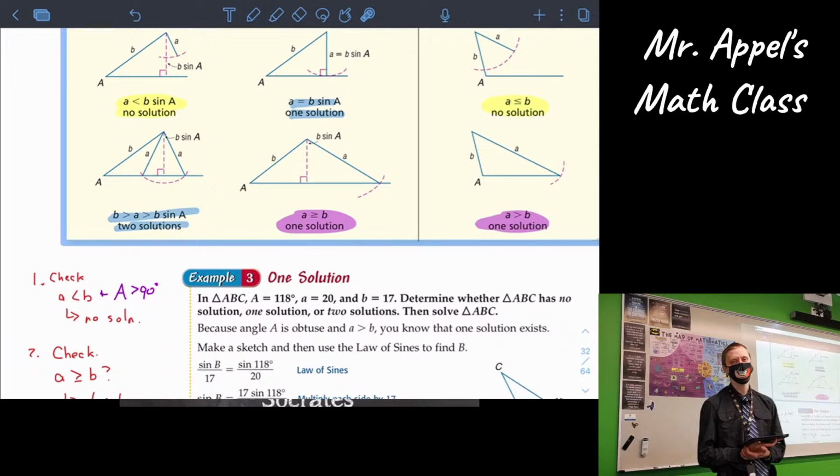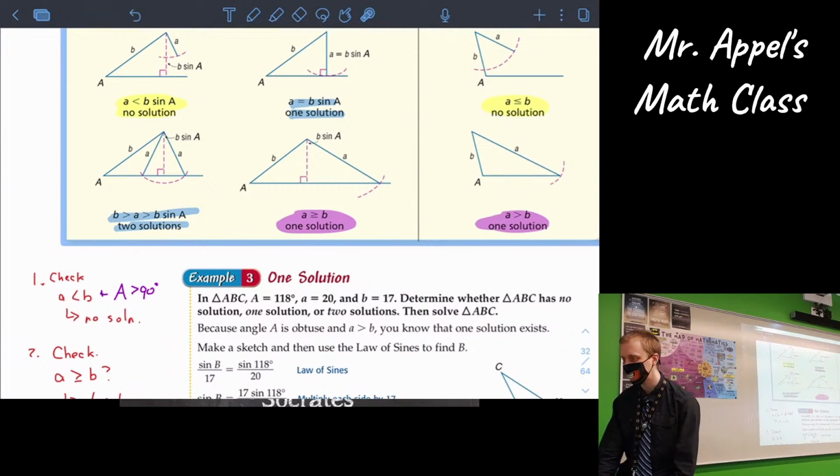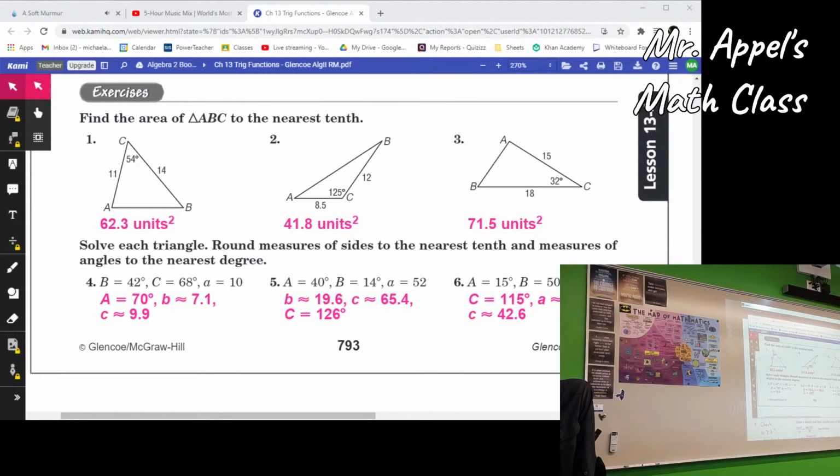So, do you guys have any questions about law of sines themselves at this point? You want to see how you did on the worksheet? Let's pull up the answers there. Here you guys go. Let's get it on video. Here we are.